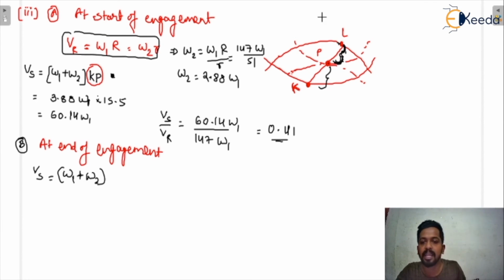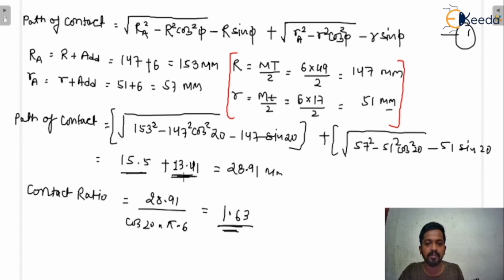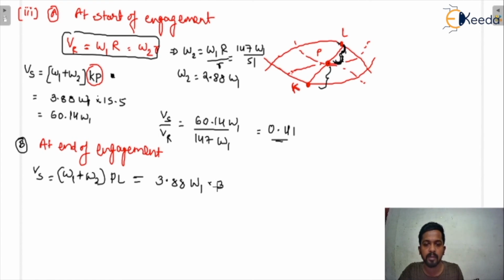And we are talking about the end of the engagement, that would be considered as PL. We have to replace omega 2 with omega 1. So finally, that would be 3.88 omega 1 multiplied by PL. PL is nothing but the path of recess, and the value is 13.41. When you calculate this, you will get 3.88 times 13.41, that is 52.03 omega 1.